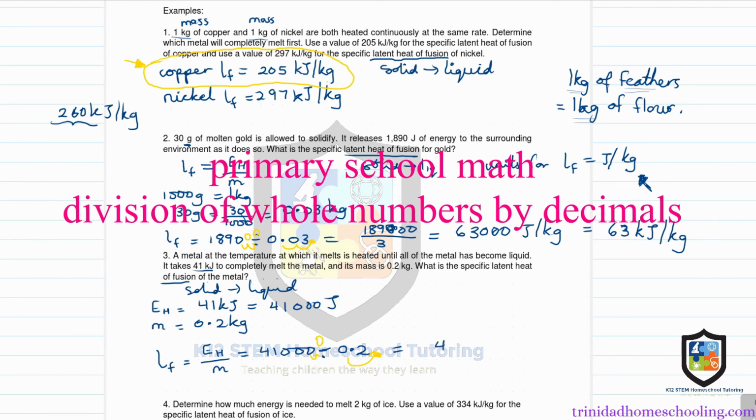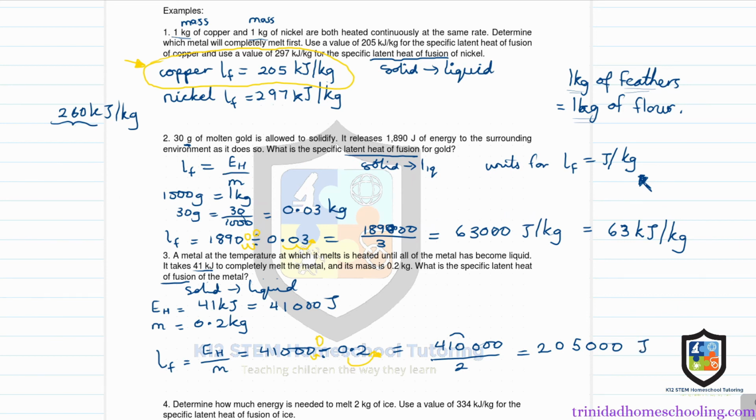So let's rewrite that. 41, now it becomes 410,000 divided by 2. And no calculators again. 2 can go into 4 2 times. 2 cannot go into 1, so we put a 0, but 2 can go into 10, so we put a 5 there, and we have 3 zeros, okay? 0 divided by 2 is 0. So here we have the specific latent heat of fusion of the metal in joules per kilogram. Or if you wanted to put it into kilojoules per kilogram, we divide this by 1,000, and we will get 205 kilojoules per kilogram.